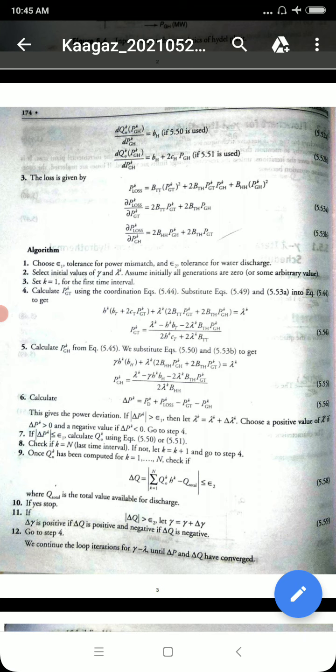What tolerance are we choosing? If the power mismatch is within the tolerance, that is less than the tolerance, we need to calculate the Q naught. If k is equal to N, it is the last interval. In every step we need to check whether it is the last interval. If it is not, we need to go for k is equal to k plus 1, meaning we go to the next interval.